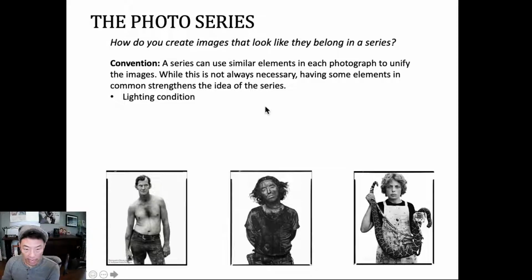So all the lighting conditions are the same in all of them. The background's the same, as I talked about, white seamless paper. The depth of field. Now you may choose to shoot something with a really deep depth of field to make everything consistent. That's also a choice to keep things unified in a series.